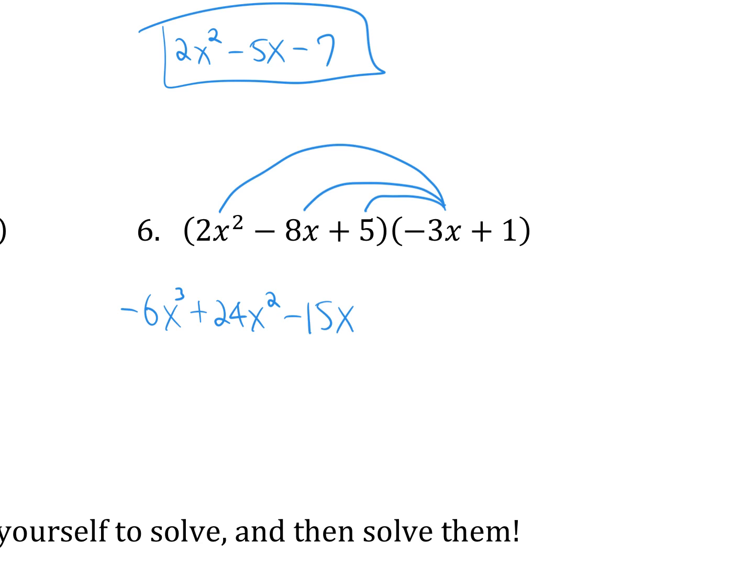Okay. And then we're going to do the 1 times everything over here. So 1 times 2x squared is going to be what? 2x squared. And 1 times negative 8x is negative 8x. And then 1 times 5 is going to be plus 5. Okay. So see how we get these nice arcs that kind of cover everything? I think that's the best way to do it. If you do it the other way, it's going to get kind of confusing. So you'll get kind of overlapping arches, okay?